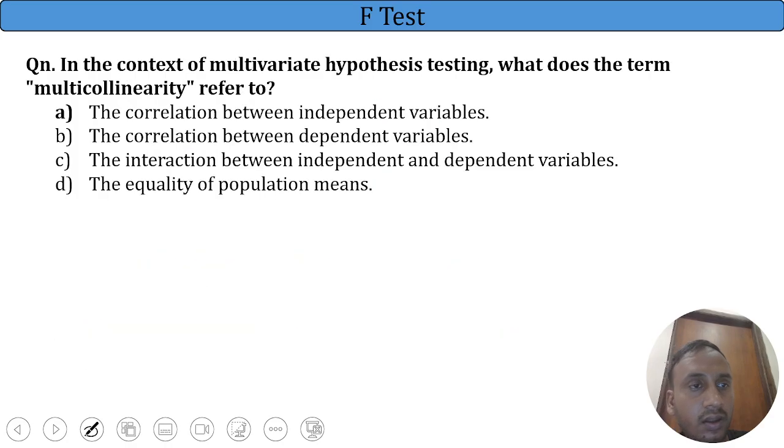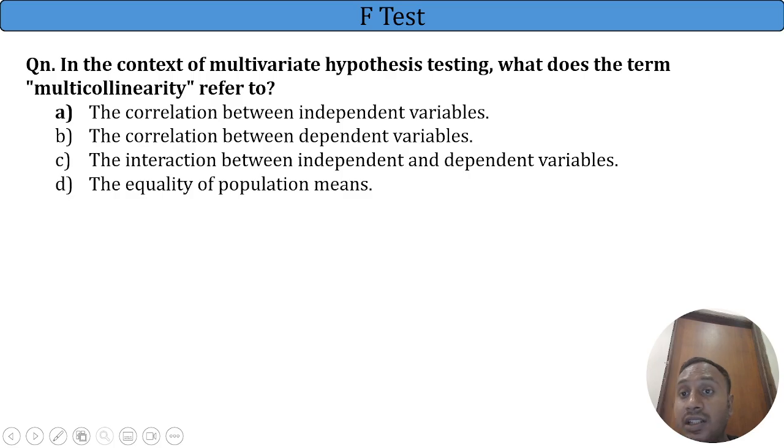So now, in the context of multivariate hypothesis testing, what does the term multicollinearity refer to? Any idea? Shall I explain the difference between covariance and correlation?